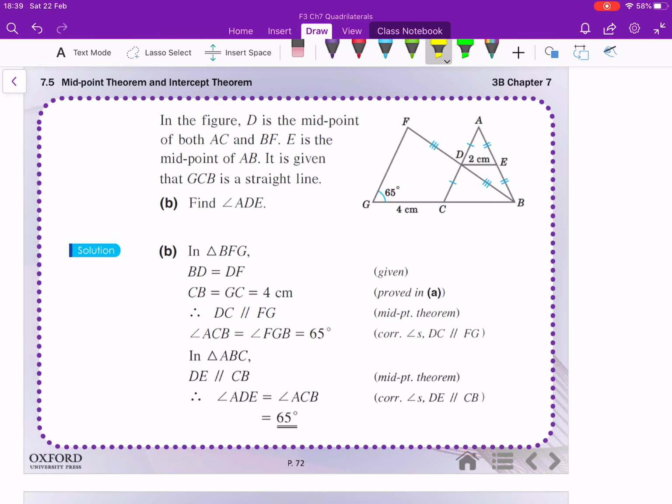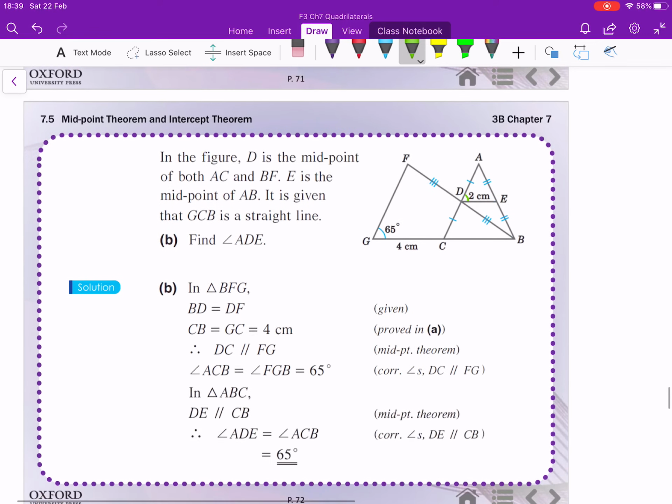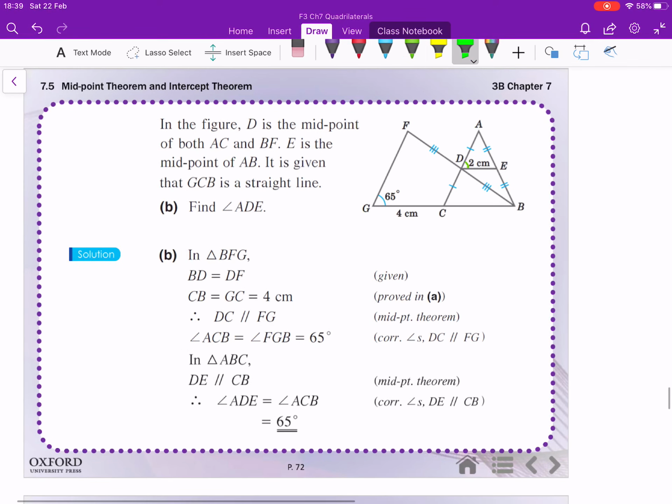And this is part B. Part B, find angle ADE. Where is it? ADE here. Last time we used the triangle on the right-hand side, the yellow one here, to find out something. So this time we have to use another one. Let me use green. This time you may focus on this triangle. In this triangle, you can see that D and C are also midpoints. And also, let me write down the result from part A. This is 4 cm, proved in part A. Okay, focus on the triangle in green.